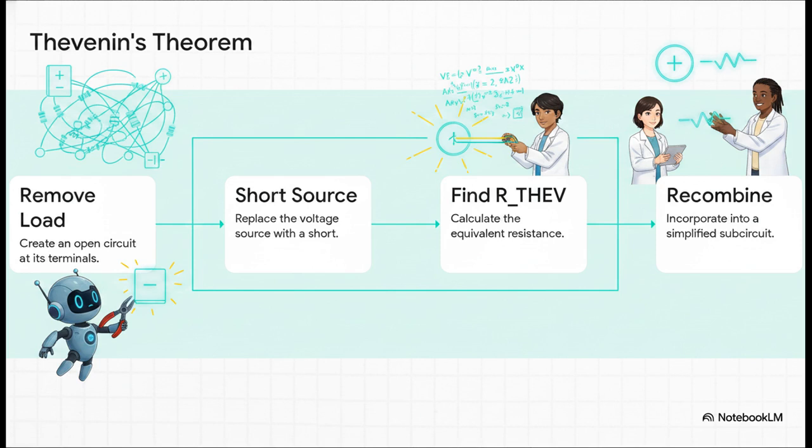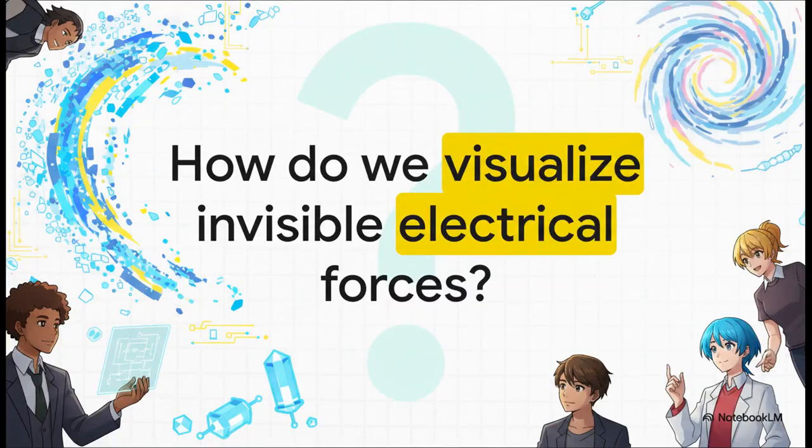Practically speaking, this trick is the difference between spending hours doing grueling calculus versus 5 minutes of basic algebra. But even with slick math tricks like Thevenin's theorem, a core problem remains. Electronics are invisible. You can't see an electron moving. You certainly can't touch voltage. So how on earth can we visualize abstract concepts like current flow or how an inductor resists a change in that flow? We need a mental model, something that bridges the gap between abstract math and actual physical reality.